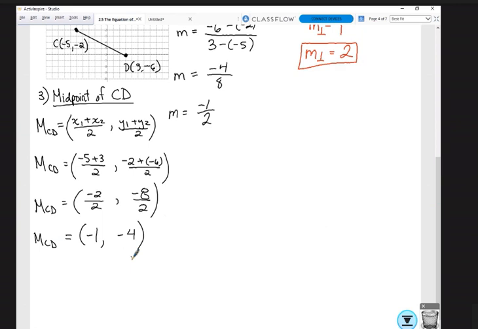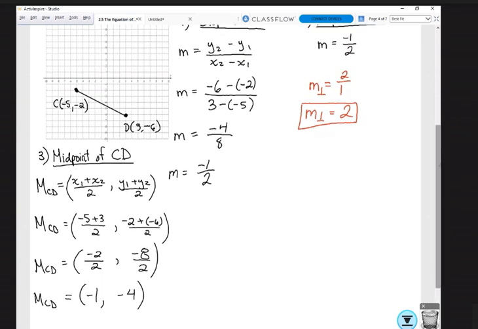And the best part about this sort of stuff is that because we have it on a graph, we can just plot this thing. And if we're way off, something might have gone wrong. So let's go ahead and do negative 1, negative 4. Does that look like the midpoint? If we take a step back and have a look, yeah, that's pretty fair. So this is the midpoint of CD, and its coordinate is negative 1, negative 4. That was step number 3.